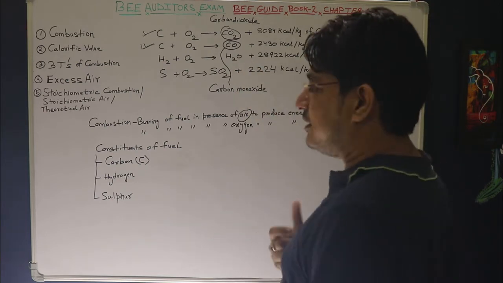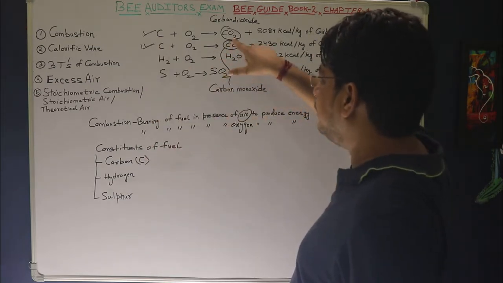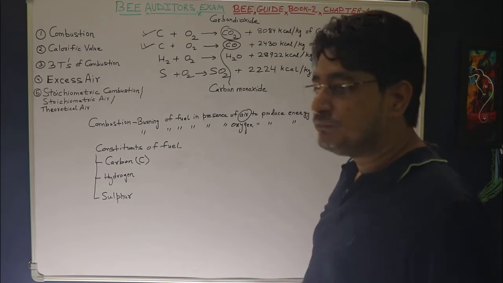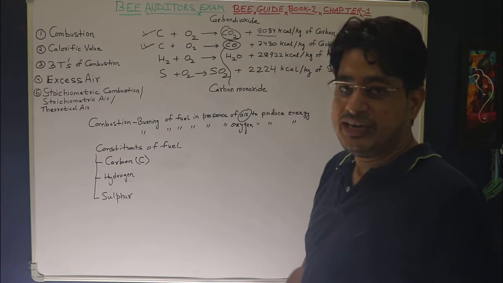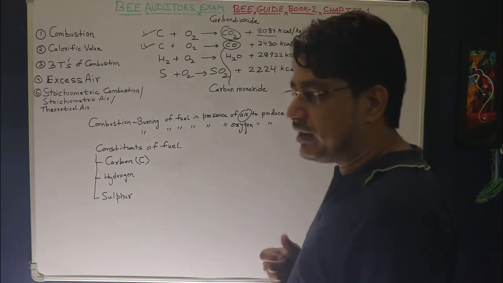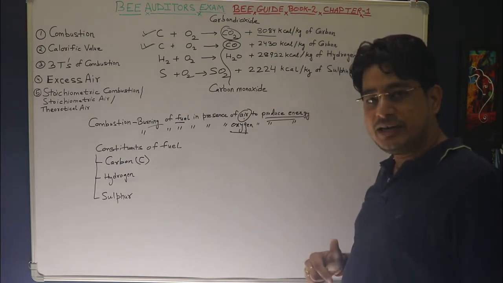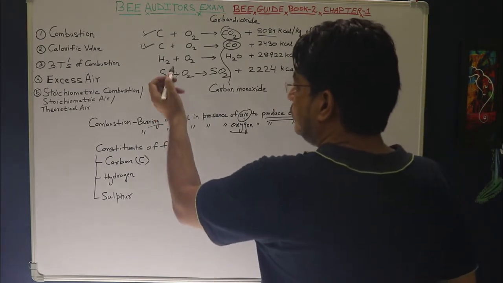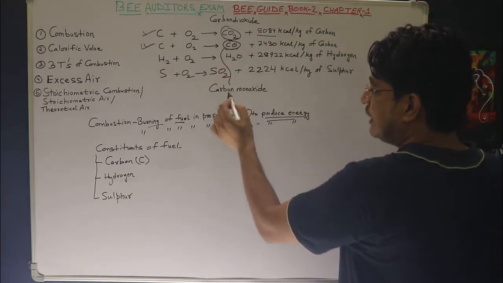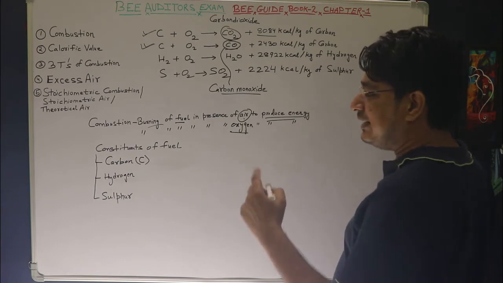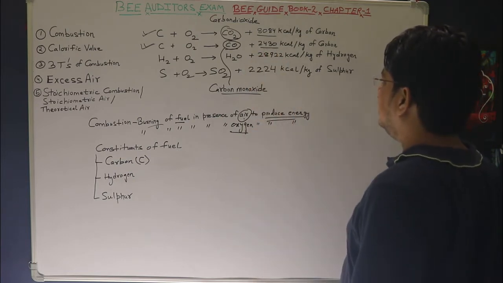So when you have a sufficient supply of oxygen, the combustion of carbon results in the formation of carbon dioxide along with the production of 8084 kilocalorie of heat energy per kg of carbon. Similarly, if you have an insufficient supply of air or oxygen, the combustion of carbon will result in the production of carbon monoxide and the release of heat energy will be 2430 kilocalorie.